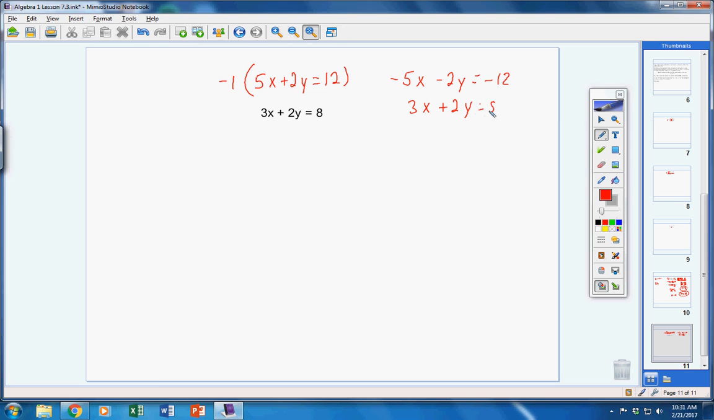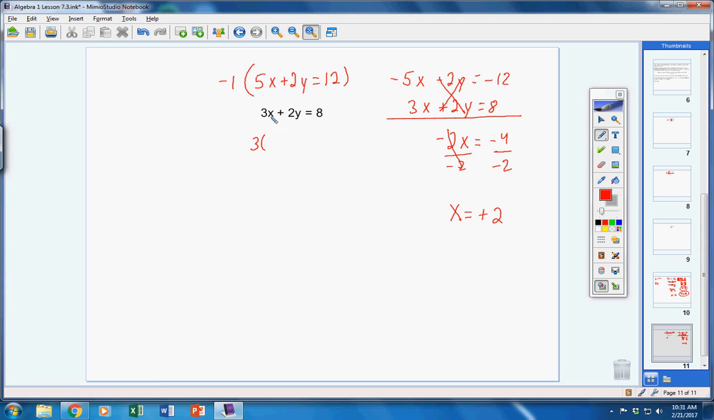Alright, here we go. My y's cancel. Negative 5, positive 3, that's negative 2. Negative 12, positive 8, that's negative 4. Divide both sides by a negative 2. Your negative 2's cancel. Do not forget that a negative divided by a negative is a positive, and 4 divided by 2 is 2. Now pick up this 2 and substitute in for x either here or here or here or here. I'm going to use this equation here.